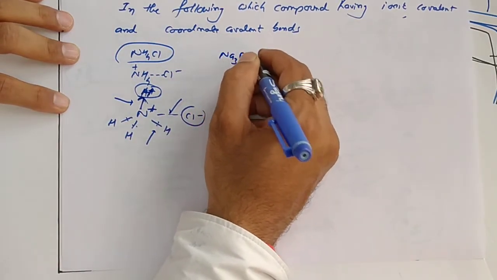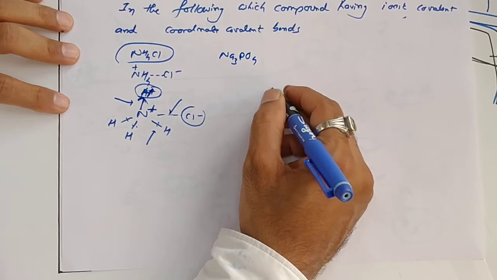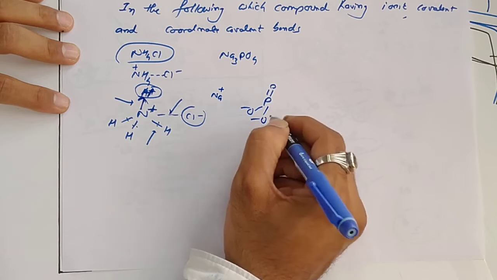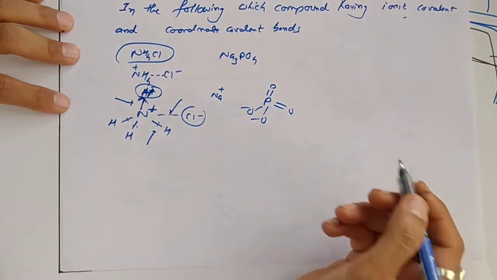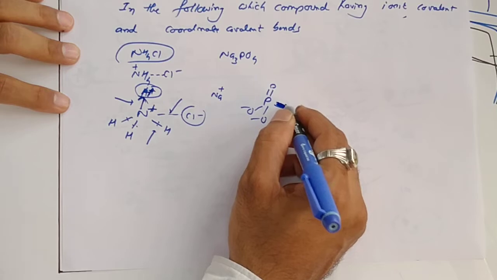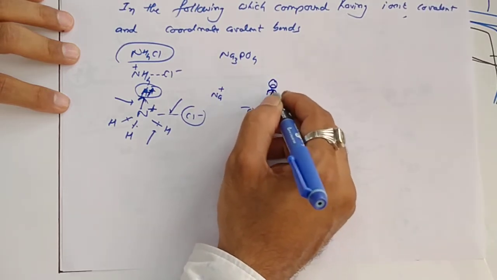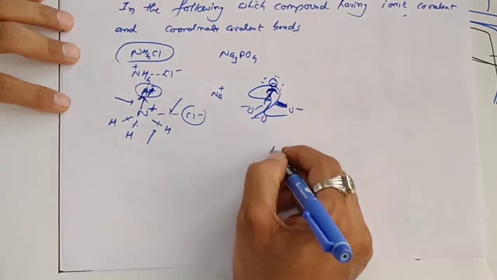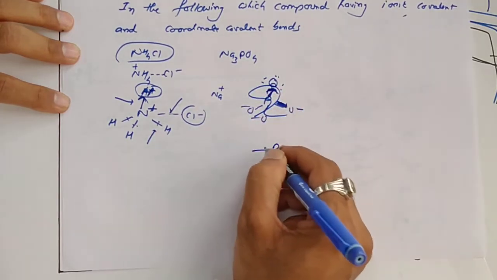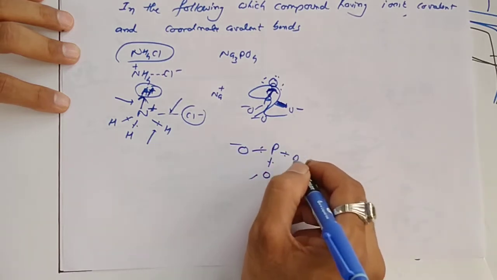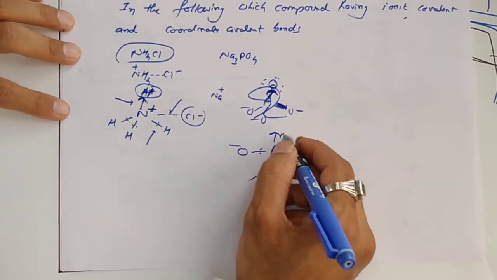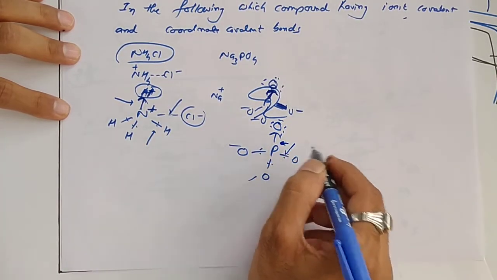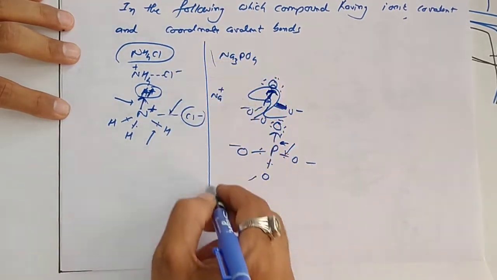Another example is sodium phosphate. Sodium with phosphate makes an ionic bond. Here PO4 3 minus, the bond is coordinate covalent. Why? Phosphorus has 5 electrons. 3 participate with oxygen, the remaining 2 are donated to oxygen. So covalent, coordinate covalent and ionic bonds are present in Na3PO4.